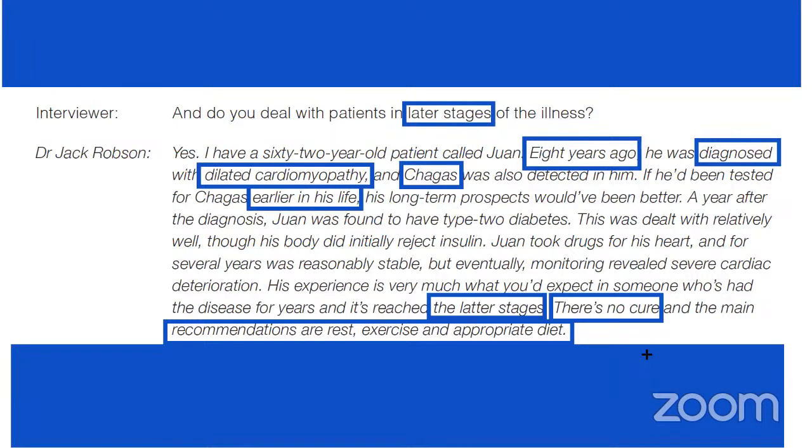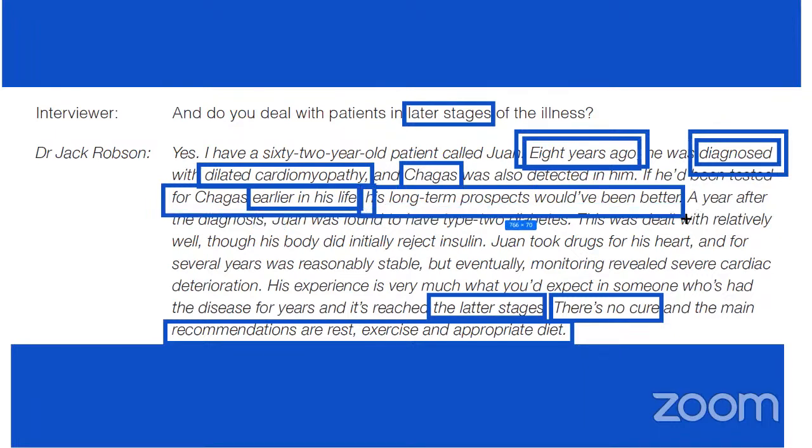So what happened here? He was diagnosed 8 years ago. If he had been tested for Chagas earlier in life, his long-term prospects would have been better. Now they are worse. Why was he not detected earlier in life? Why was Chagas not detected earlier in life? Why had he not been tested earlier? What is the government doing?